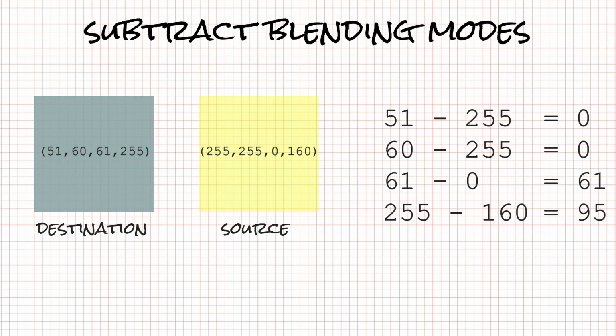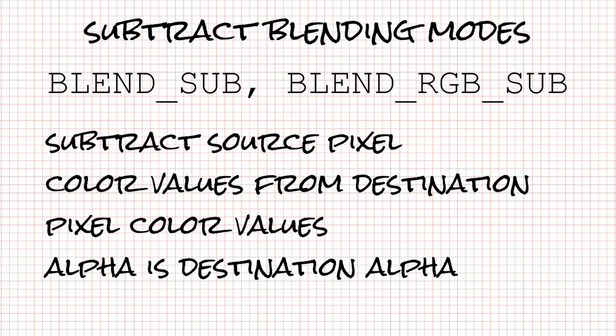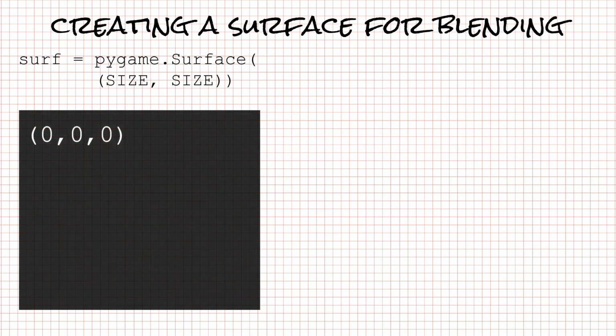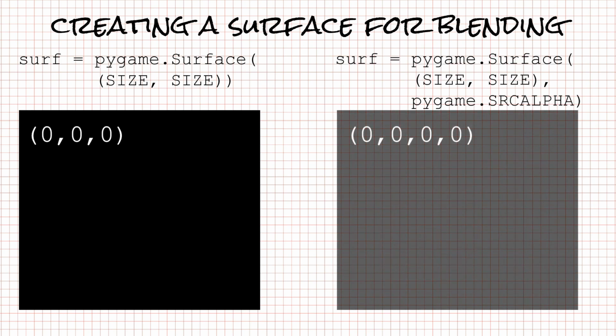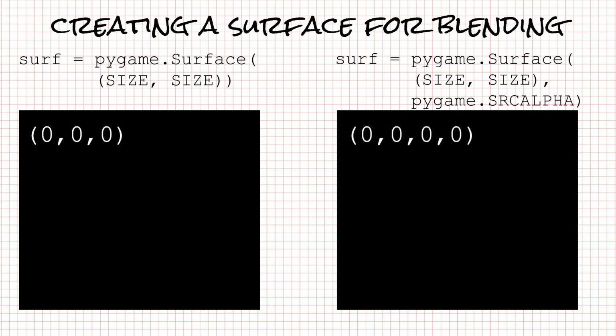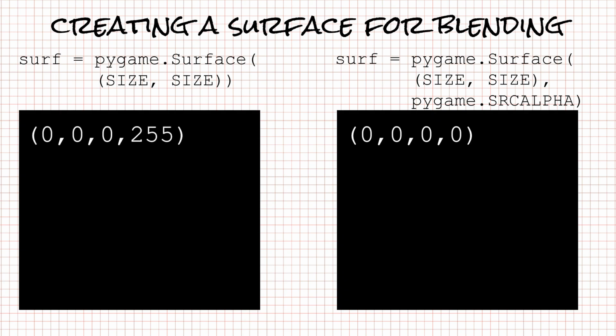BLEND_SUB and BLEND_RGB_SUB work the same. They subtract the source pixel color values from the destination pixel color values, leaving the alpha the same as it was on the destination surface. You may remember from the last video that when we create a surface, every pixel has a default RGB color of 0,0,0, black. If we pass it the pygame.SRCALPHA flag when we create it, every pixel will also have a default alpha value of 0, or transparent. If we don't pass that flag, the default alpha value will be 255, fully opaque.